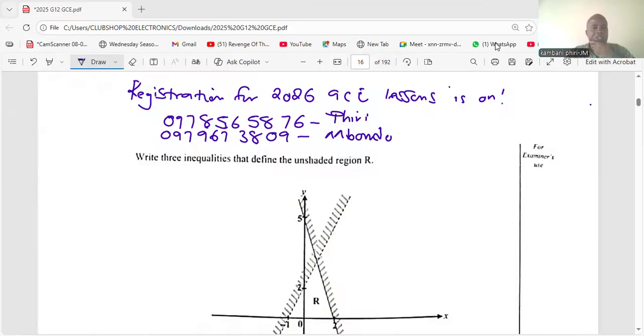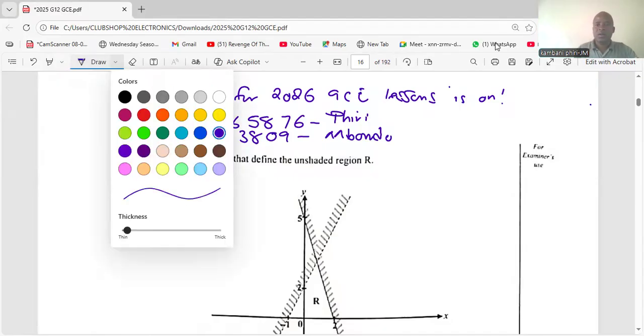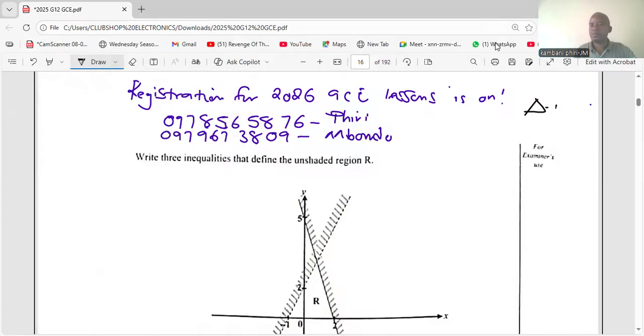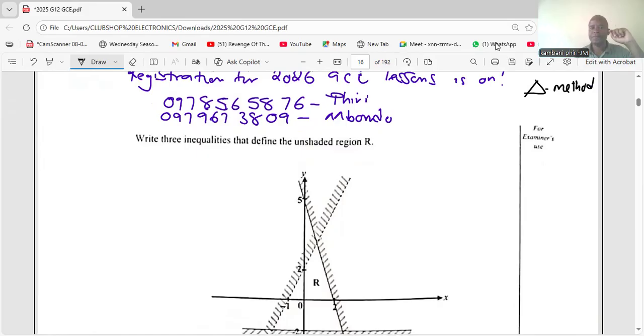In this short video, we want to see how we can use a shortcut method via the triangle method with regard to determining the inequalities of straight lines, right? So that is under linear programming. Okay, so let's look at the questions.